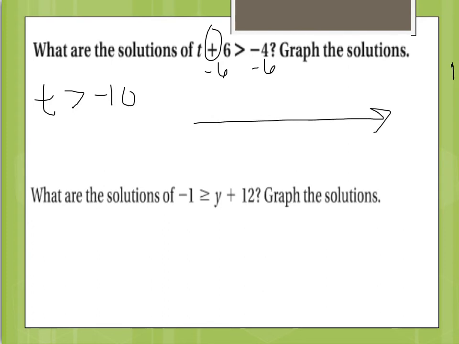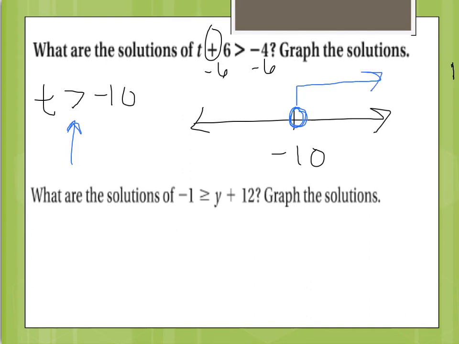And then when I graph this, my point is at negative 10, and I have to think, should I have an open or closed circle? That's right, I should have an open circle. The reason is because there's no line underneath my symbol. And since my symbol is pointing to the right, I should keep on pointing my symbol to the right.